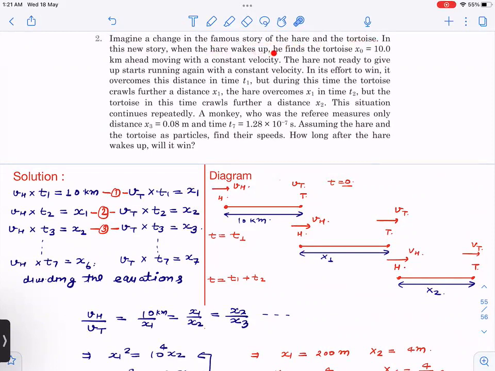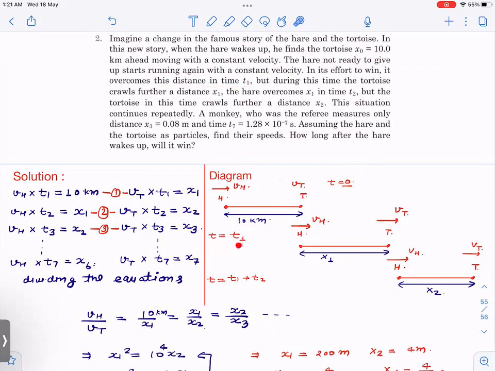Initially, when the hare wakes up, he finds the tortoise at x naught equal to 10 kilometers. So from here, this is the hare. See this diagram now? This is the hare and this is the tortoise. This time I'm assigning as t equal to 0, and the initial distance between them is 10 kilometers. So the hare is here and the tortoise is here. He is not ready to give up and starts moving with constant velocity, and then it overcomes this distance in t1 time.